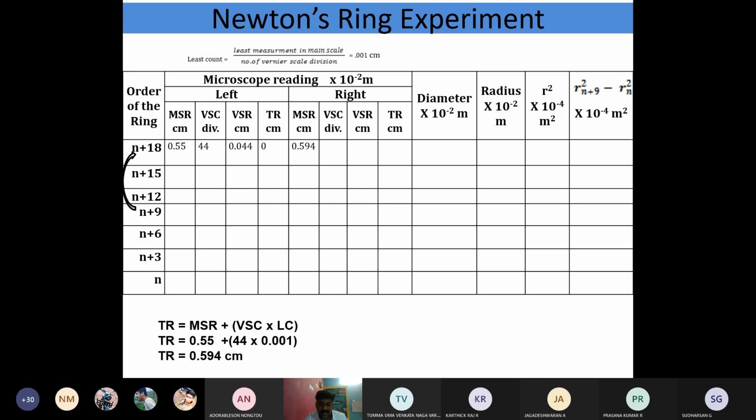After measuring these readings, we know the formula R is equal to R square n plus 9 minus R square n, divided by 9 lambda. So the difference is 9. Here we have to make the difference of 9 and write the readings as the diameter. If you know the diameter, by dividing the value we can write the radius. Then we have to square this value, and by squaring we can find the radius square. So this is just a calculation method. If you know this calculation method, then you can give the results easily.